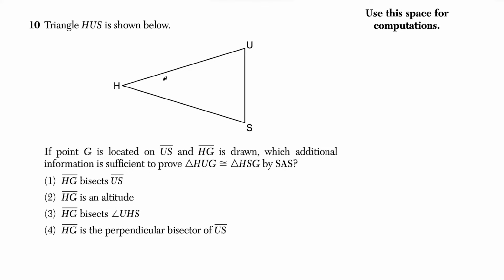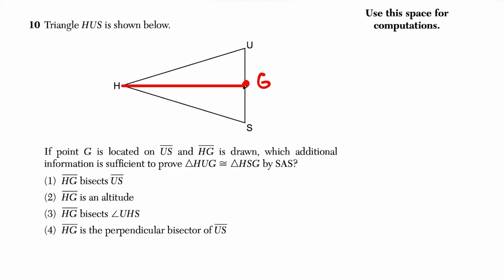Question 10, triangle HUS is shown below. If point G is located on US and HG is drawn, which additional information is sufficient to prove that triangle HUG is congruent to triangle HSG by SAS? So for this one here, we need point G to be located at the middle, because if it's not located at the middle, when we connect H to G like this, then we wouldn't have two congruent triangles. So for one, point G has to be in the middle of SU. So it has to be the midpoint of line segment SU.